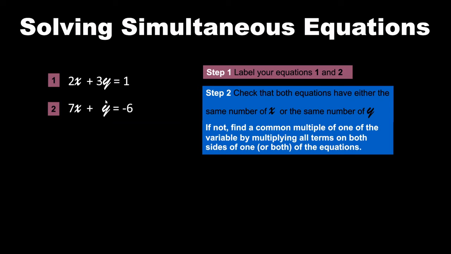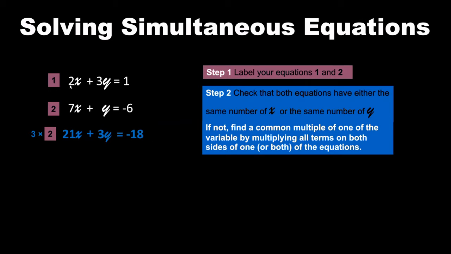In order to match the coefficients of the y terms, here I've got 3, here I've got 1, I just need to multiply 1 times 3 and it will match the coefficient of the equation above. So we're going to multiply equation 2 through by 3 and leave equation 1 as it is. So showing my working, I'm labeling my working, I'm showing that this is not equation 2, this is equation 2 once I've multiplied it through by 3. So 3 times 7x is 21x, 3 times y is 3y, and 3 times negative 6, don't forget to multiply the whole thing through, is negative 18. So that's my step 2.